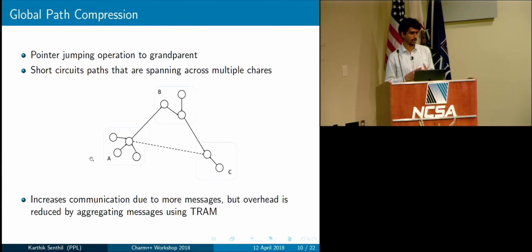The second is a global path compression, where you want to short circuit the paths that are spanning across multiple chares. And this we do by doing the pointer jumping operation to a grandparent vertex. So consider the scenario over here where a vertex in chare B finds that the next parent on the path is on chare C. Then before sending a message to chare C, it also sends a message to chare A, where the first vertex started the find operation, to inform it to change its parent pointer to C instead of B. So you're technically just short-circuiting the path from A to C instead of going from A, B, C. So yes, this increases communication because you're sending more messages than are required. But we were able to bring down the overhead of these messages by aggregating the messages using the TRAM library.